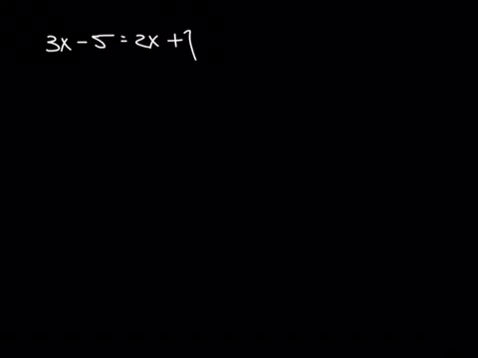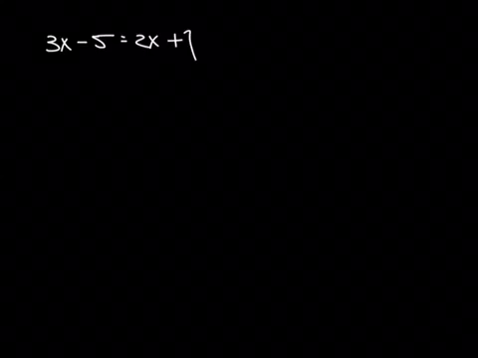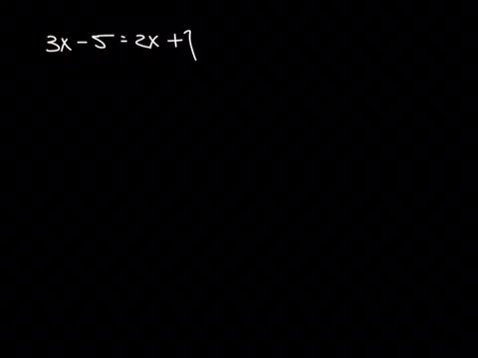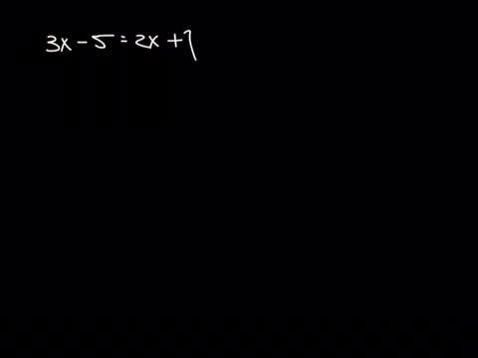Alright, so 3x minus 5 equals... Alright, notice the problem here. We have an x here and an x here. We can't have an x on both sides of the equal sign. We have to get the x's all on one side. Now it doesn't matter if I move this 3x over here with this one or this one over here with this one. But the fact remains it has to go over somewhere.